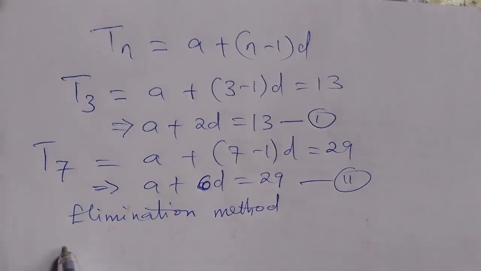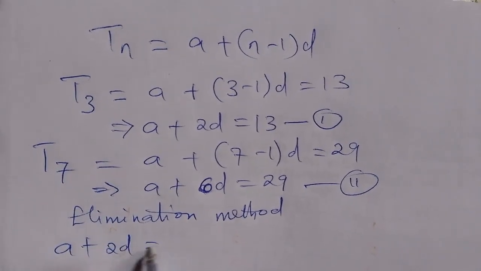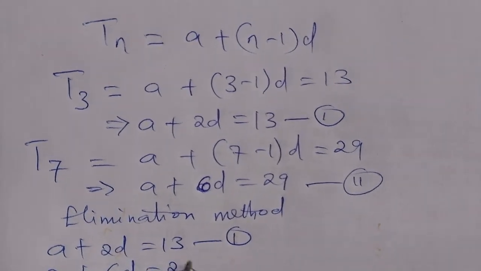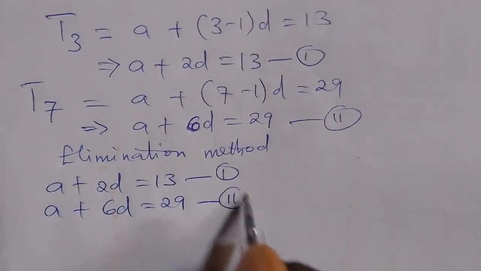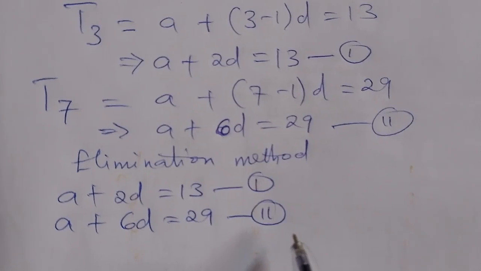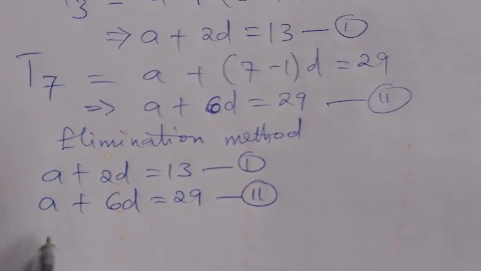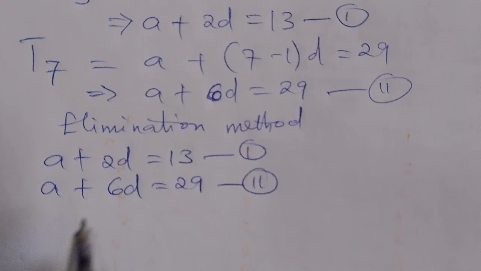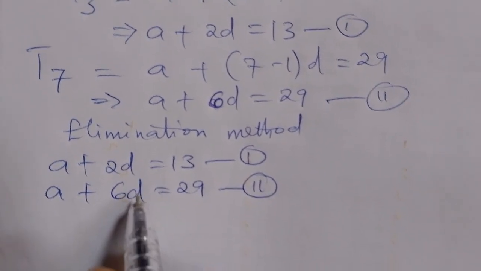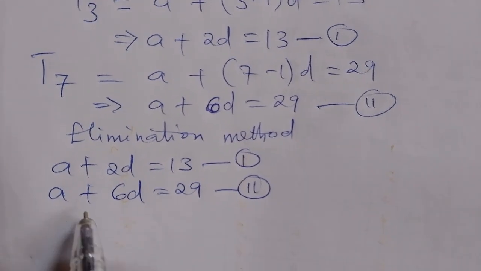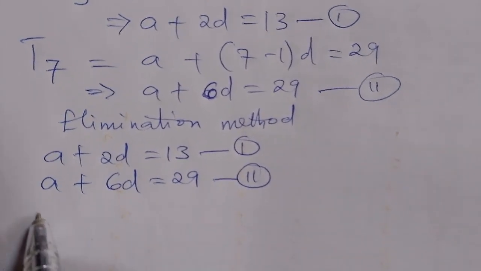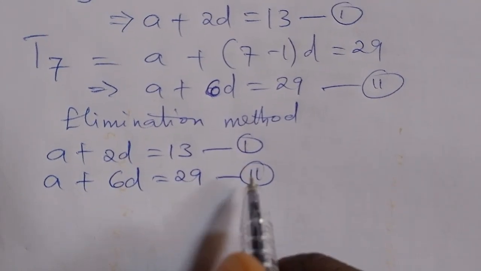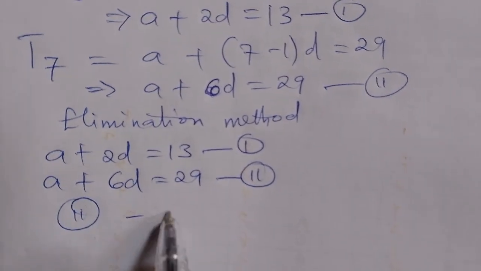So what I'm going to do now, I'm going to say a plus 2d equals 13, which is my equation 1, and a plus 6d equals 29, which is my equation 2. What I'm going to do is quite simple. I'm going to use the elimination method. I'm going to eliminate a, because it is very simple to eliminate a, although I can also eliminate d, but it will be a bit complex. So I'm going to subtract equation 1 from equation 2. What I mean is equation 2 minus equation 1.